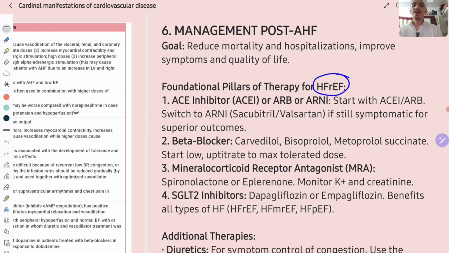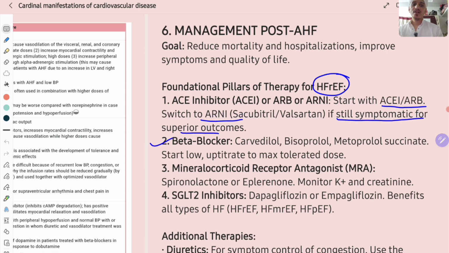Echo you will do, and according to echo you will see the phenotype. So if it is HFrEF, you will give ACE inhibitor or ARB or ARNI. ARNI is nothing but angiotensin receptor neprilysin inhibitor. Okay. Start with ACE inhibitor or ARB, switch to ARNI, sacubitril valsartan combination if still symptomatic for superior outcomes.